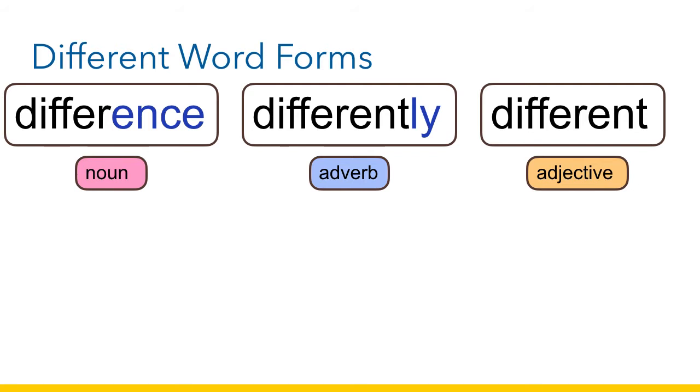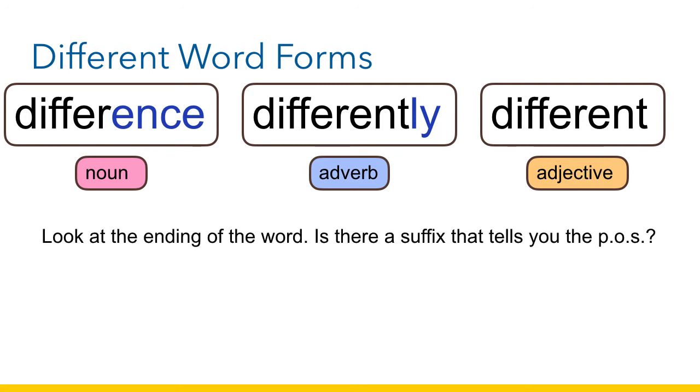If you want to know the part of speech of a word, there are some ways to find out. You can start by looking at the ending of the word. Is there a suffix that tells you the part of speech? Suffix means an ending on a word. ENCE is a common noun ending. LY is a common adverb ending. So we know difference is definitely a noun and differently is an adverb.